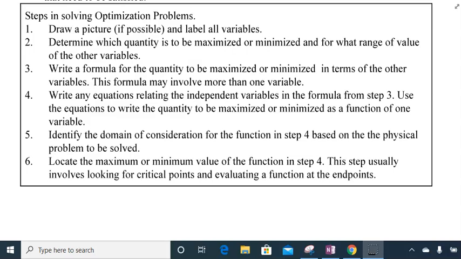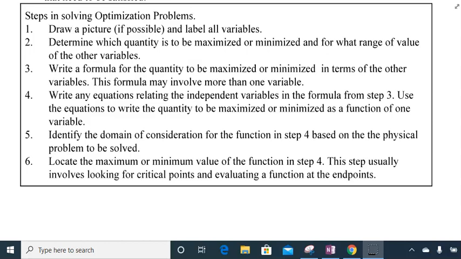Hello everyone. In today's lesson, we will be learning how to set up and solve optimization problems. Now here are some steps in setting up and solving optimization problems. 1. Draw a picture if possible and label all the variables.